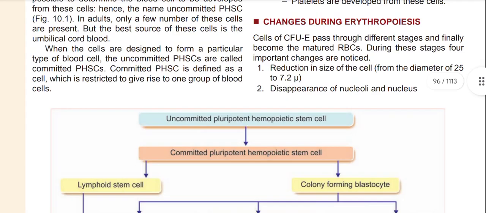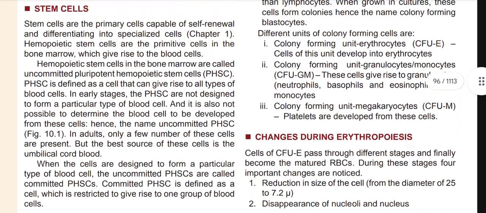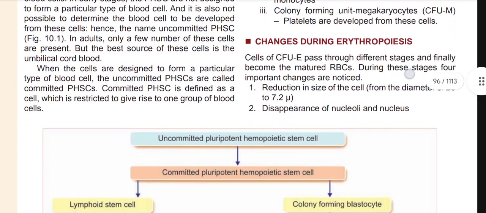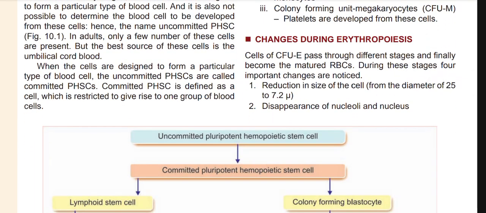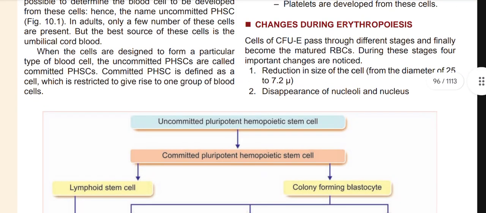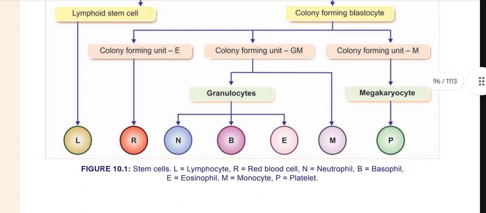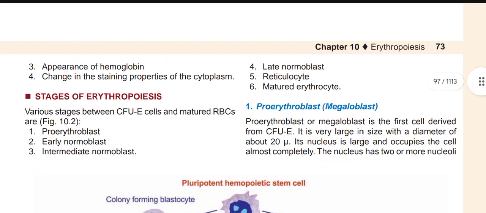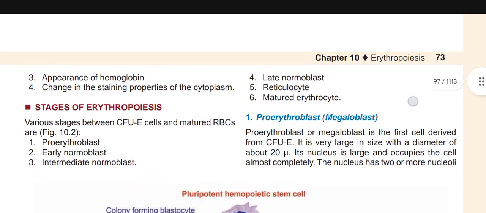Now we will discuss the changes which occur during the process of erythropoiesis. When the cells of CFUE, colony forming unit erythrocyte, pass through the different stages and finally become the matured RBC, 4 important changes are noticed during these stages. Number 1, reduction in the size of the cell from a diameter of almost 25 to 7.2 micron, and disappearance of nucleoli and nucleus. Then appearance of hemoglobin and change in the staining properties of the cytoplasm.